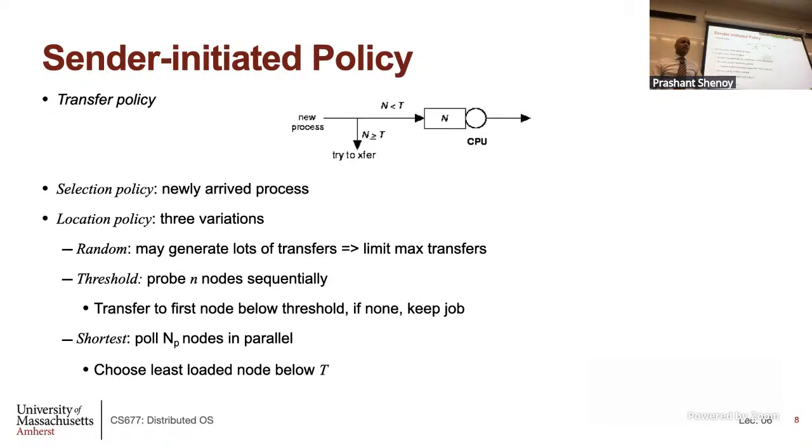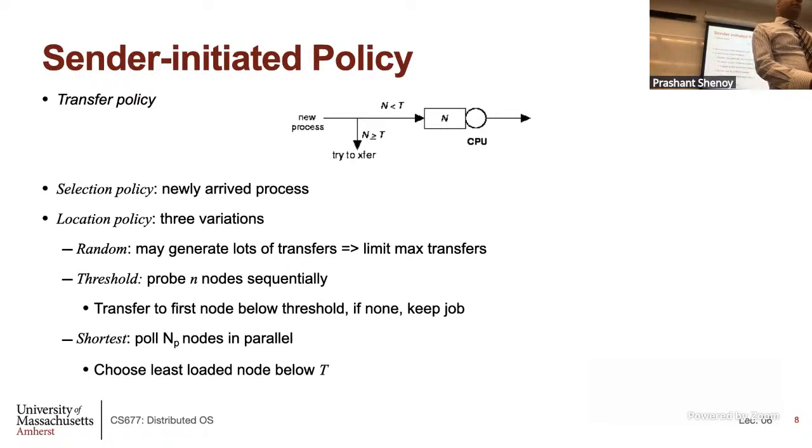A better approach is to say, let's just first figure out the load on the machine and then decide which machine to pick to send the job. So you could poll machines sequentially until you find one that has a load under T, or you can probe them in parallel, saying send the load information, you get all of the replies back, you pick the least loaded machine that has load less than T. You can perform either of these two approaches, but in either case, you find a machine that has a load less than T, and the job is going to be sent. All right. So that's our sender initiated policy. Any questions here?